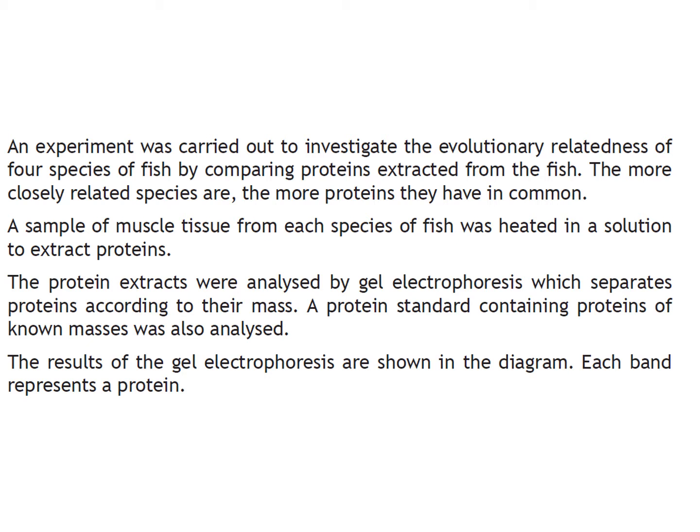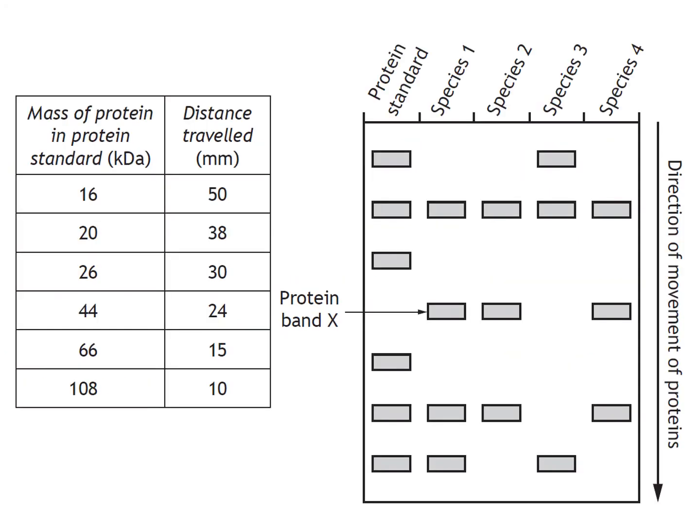You're told that a sample of tissue was taken from each species of fish, heated in a solution to extract proteins. Protein extracts were then analysed by gel electrophoresis, and you're told that it separates proteins according to their mass. Protein standard containing proteins of known masses was also analysed. You're going to need that to be able to read across, and the results are shown in the diagram. Each band is a protein.